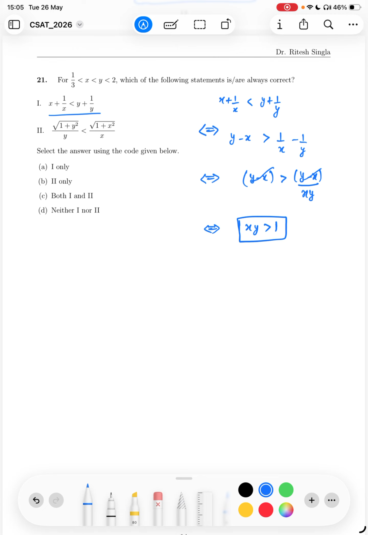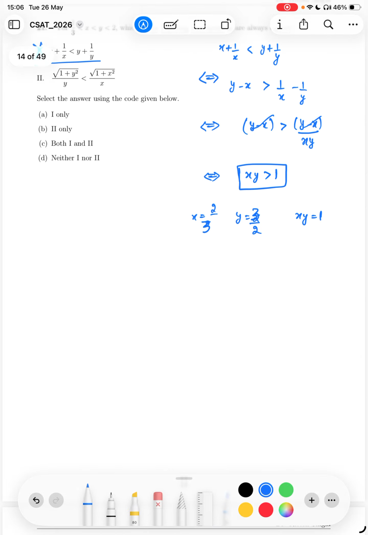But this might not hold true, right? You can take some x and y such that xy is less than or equal to 1. For example, take x is equal to 1 by 2, y is equal to 2, xy is equal to 1. Okay, y should be less than 2, but you can take another number, it is not a big deal. So say 2 upon 3 and take here 3 upon 2. So xy is again equal to 1, but it is not greater than 1, so equation 1 will not hold true. So this statement is incorrect.